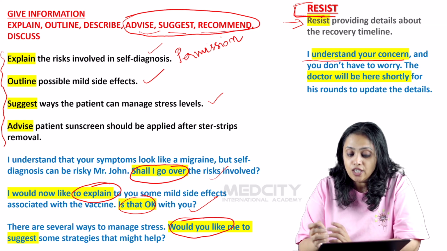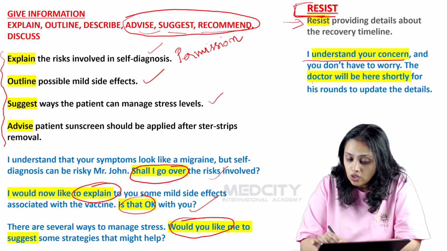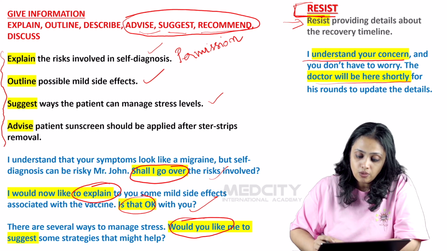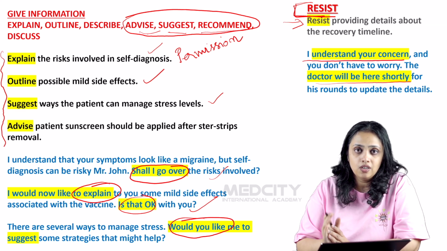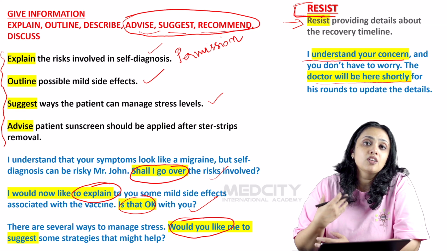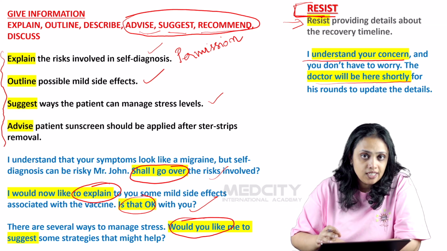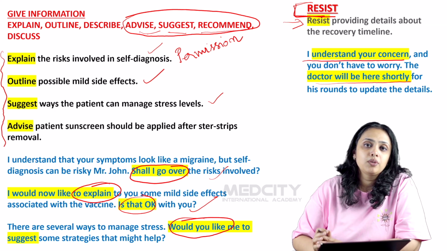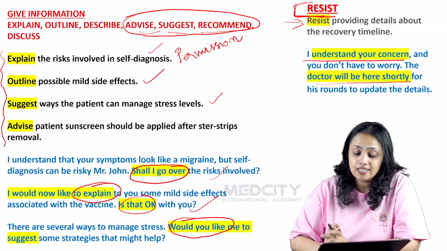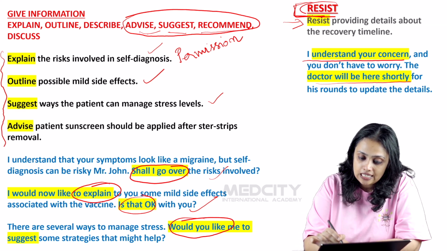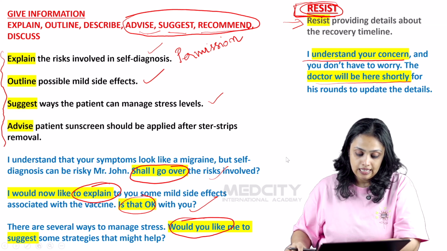That's not just enough. You should provide some alternative to it also. And what you have to say is, the doctor will be here shortly for his rounds to update the details. So you're saying, okay, I acknowledge what you have said, but it's not something which can be done from my end, but you don't have to worry. The doctor will be here shortly for his rounds, and then you can ask him the details. He'll update you with the details. That's how you have to deal with resist. I hope that's clear. Now we shall move on to the next category.